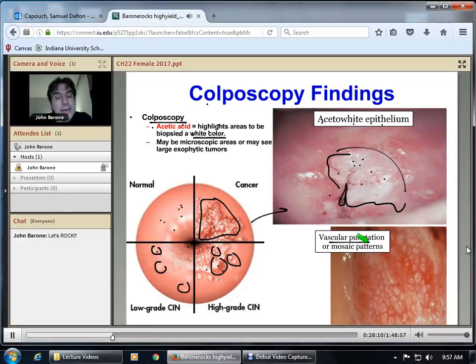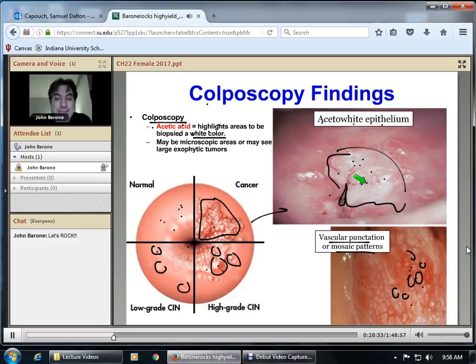Make sense? Now, another thing that I want to look for is what's called vascular punctations, little red areas, little red dots, or maybe a mosaic pattern. This is a mosaic. See these little white areas here? It looks like a bunch of stones you're fitting together. That's a mosaic pattern.